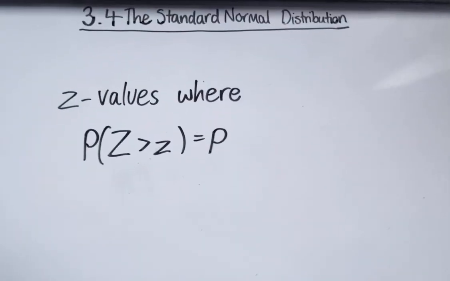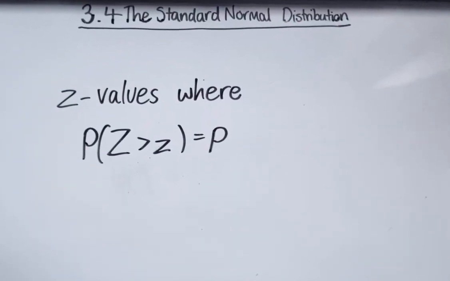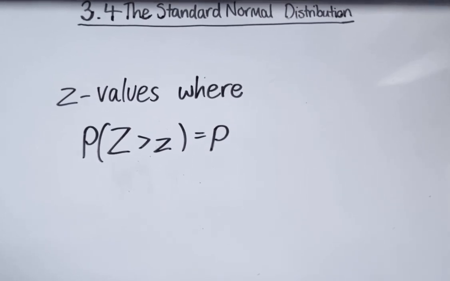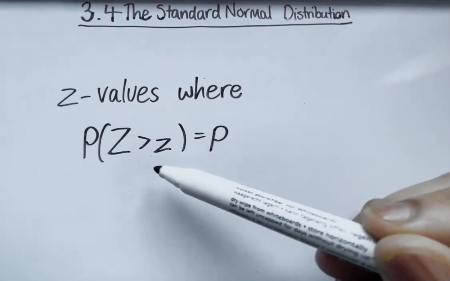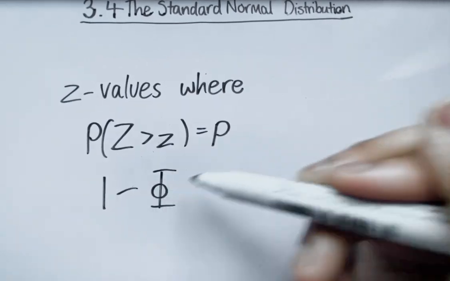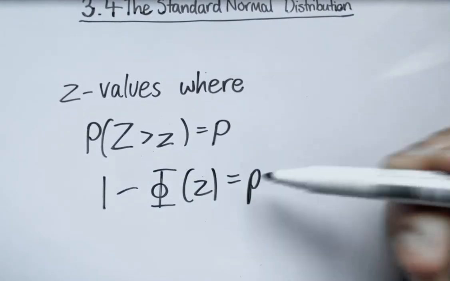You sometimes need to find Z values that correspond to given probabilities. These can be found for some standard values of p in the formula booklet. It gives values of z and p such that the probability that Z is greater than z is equal to p, or 1 minus phi of z is equal to p.